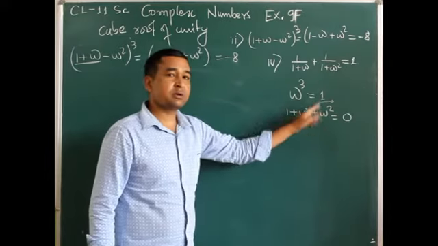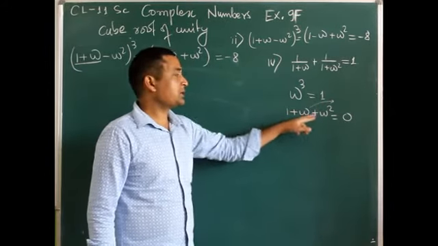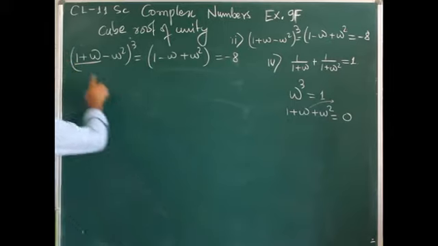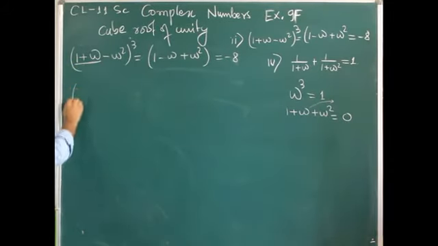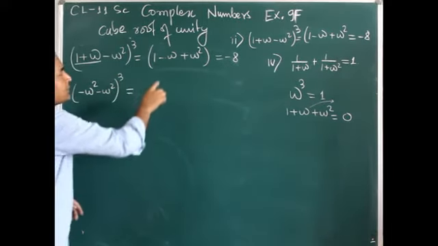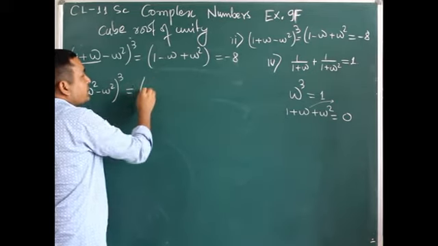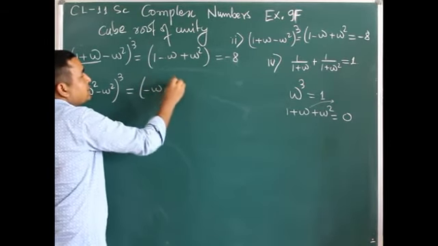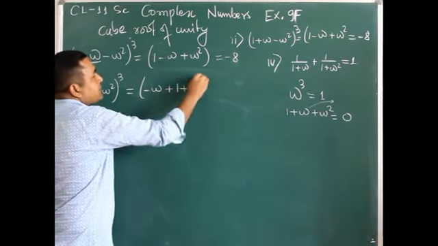Just take this ω² to the other side. Then 1 + ω = −ω². That means we are going to replace this by its value: −ω² − ω². Then let me write this together: −ω + 1 + ω².